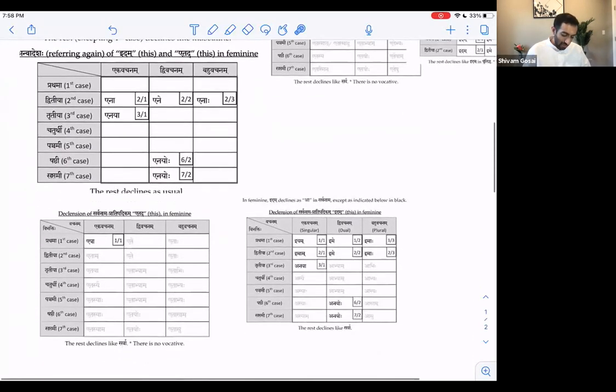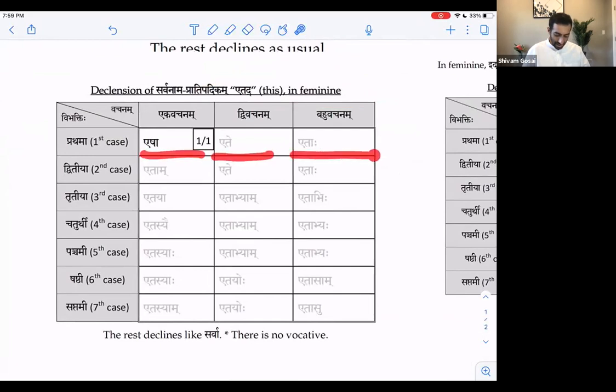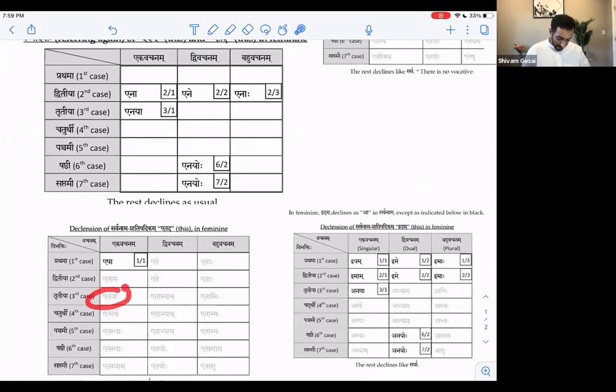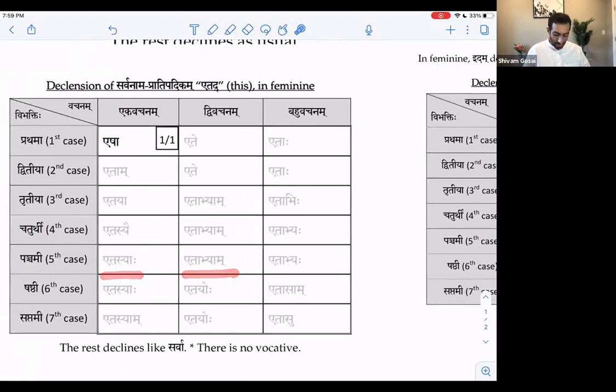And now we have to look at feminine. Let's look at etad in feminine. Esha, ete, etaha. Etam, ete, etaha. And then you want to look at the third case. Etaya, etabhyam, etabhihi. Etasyai, etabhyam, etabhyaha. Sorry, you can't see that very clearly. Etasyaha, etabhyam, etabhyaha. Etasyaha, etayoho, etasam. Etasyam, etayoho, etasu.